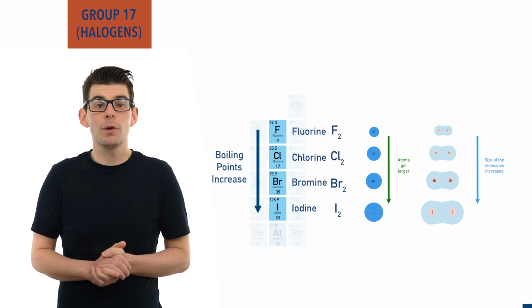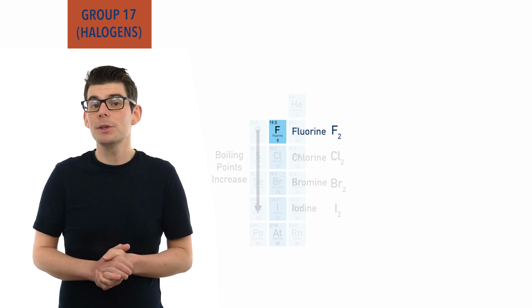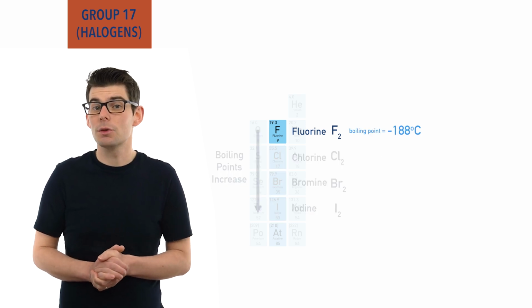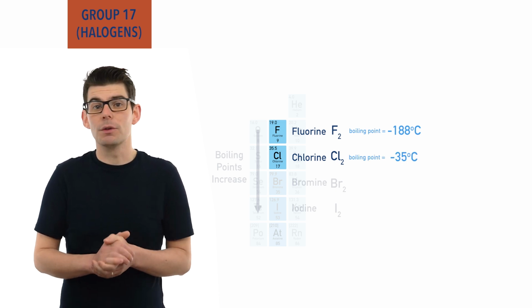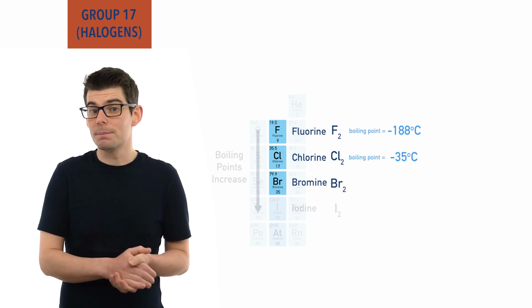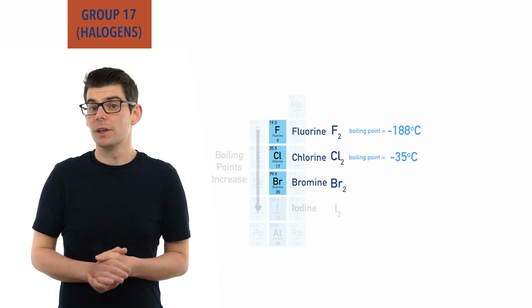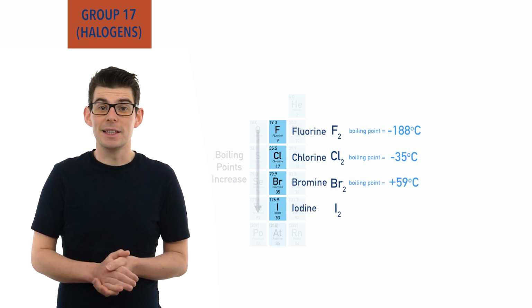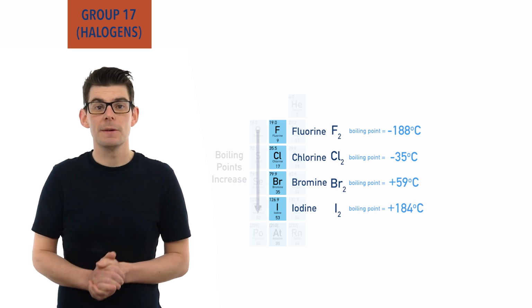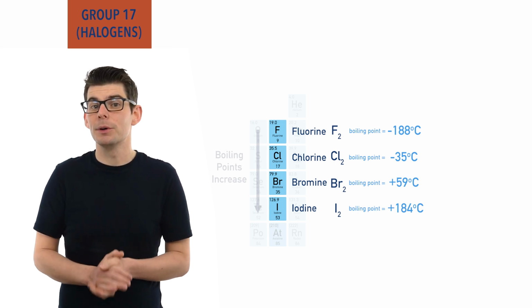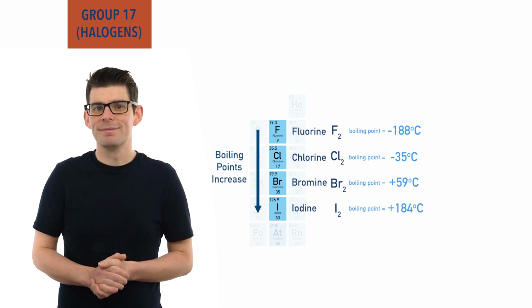For example, fluorine, F2, has a boiling point of minus 188 degrees Celsius, chlorine, Cl2, minus 35 degrees Celsius, bromine, Br2, positive 59 degrees Celsius, and iodine, I2, positive 184 degrees Celsius. A clear increase in boiling point as we go down the group.